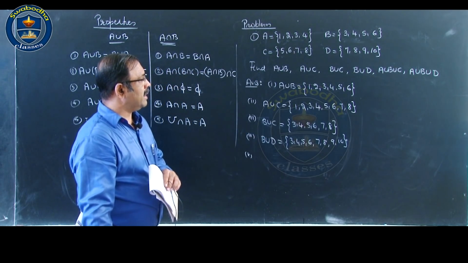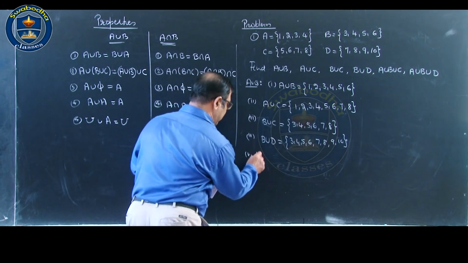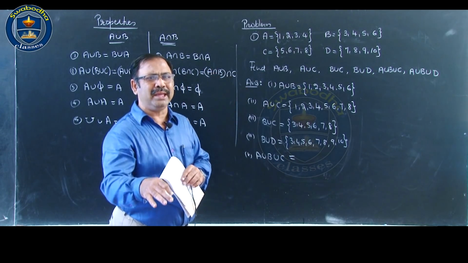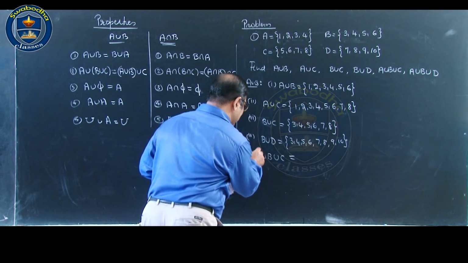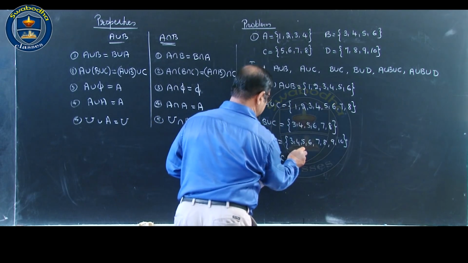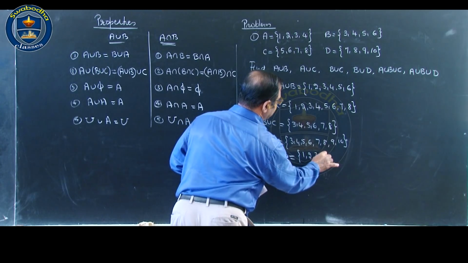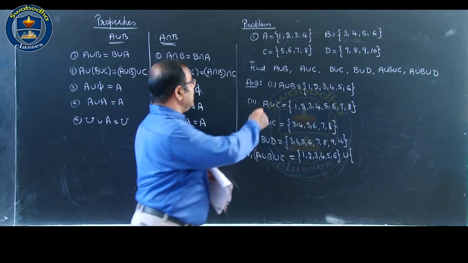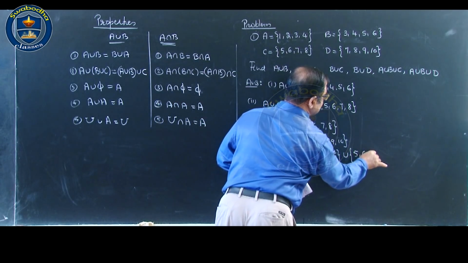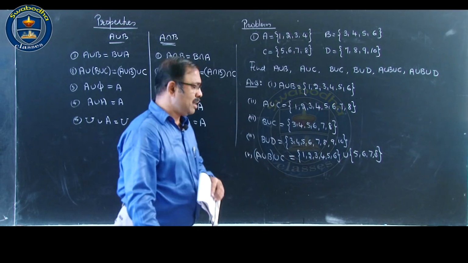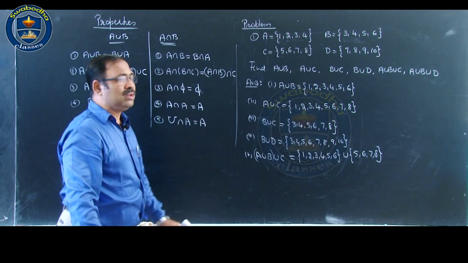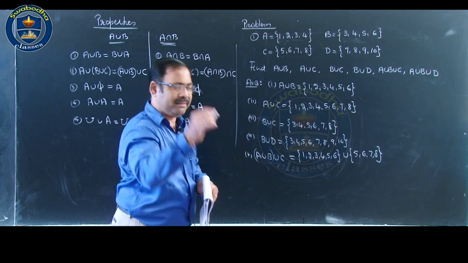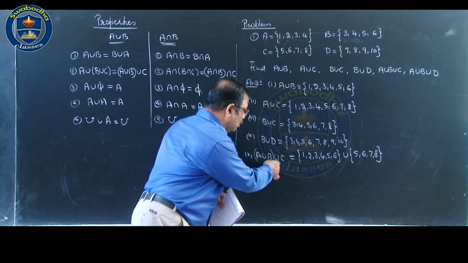We write A union B union C. First either you take A union B, then with the C. First write A union B, it is 1 2 3 4 5 6, union C, which is 5 6 7 8. So I repeat, what is that A union B union C? First you take the union of A and B. Next you again take the union with C.